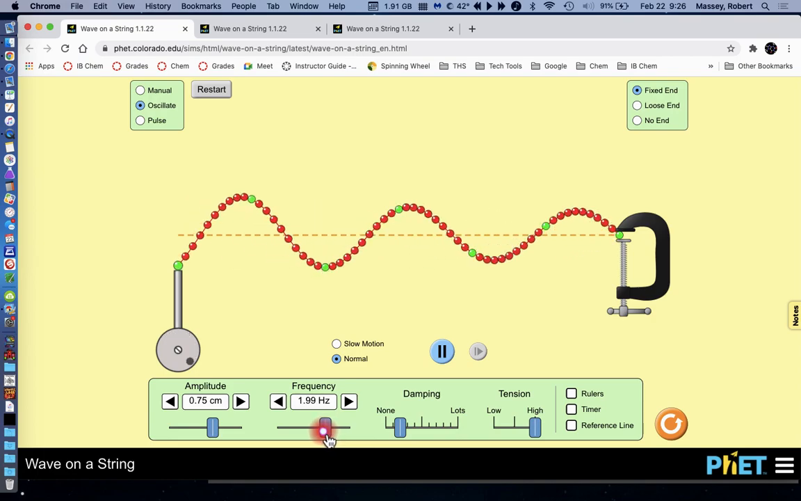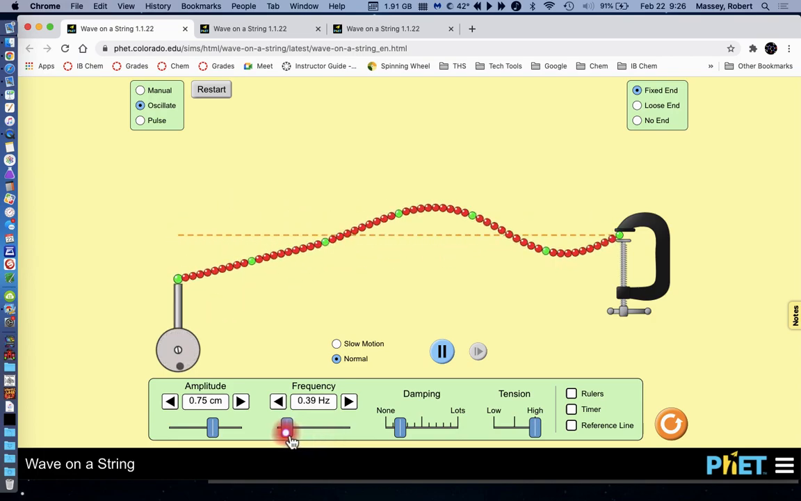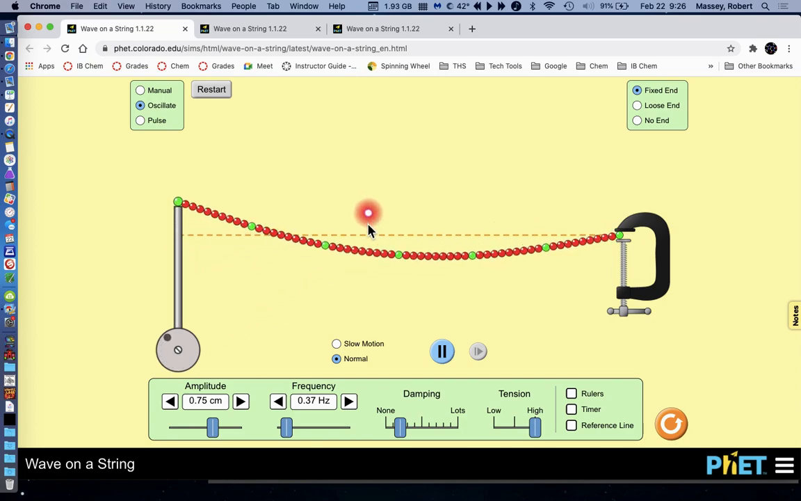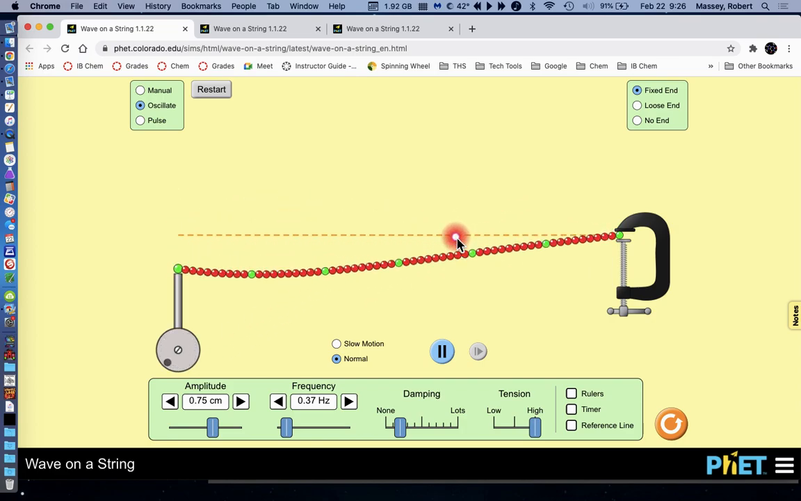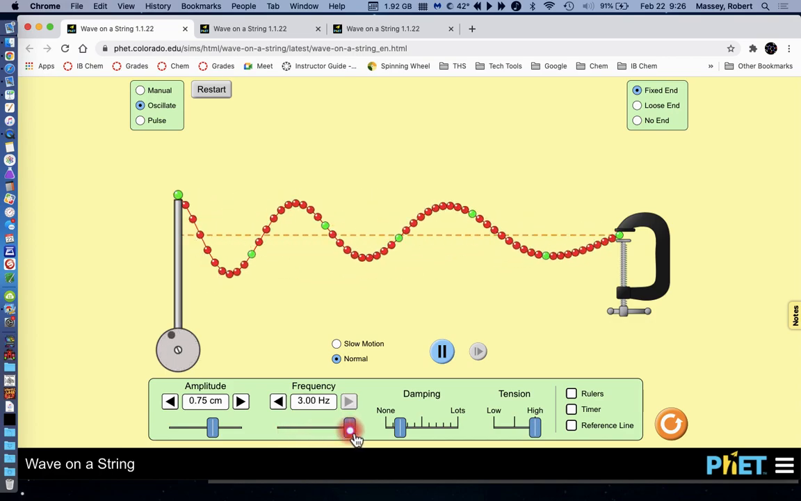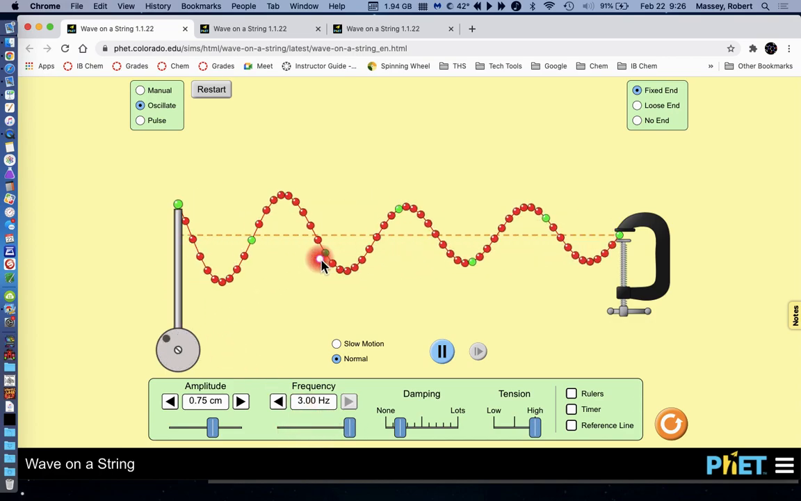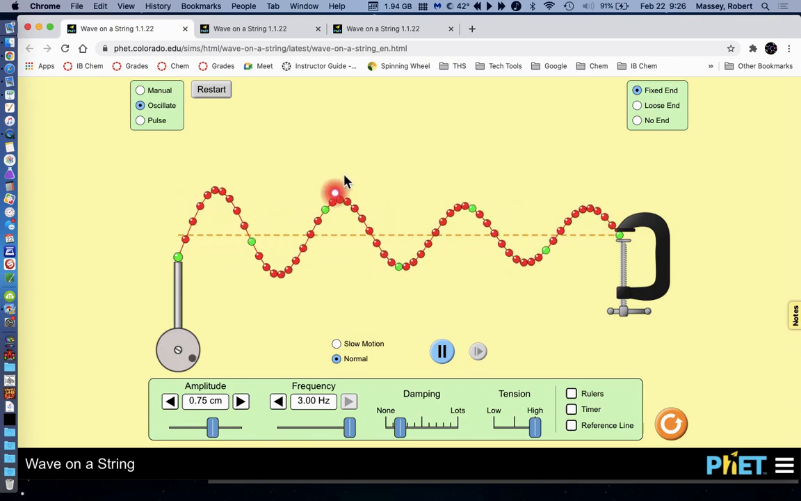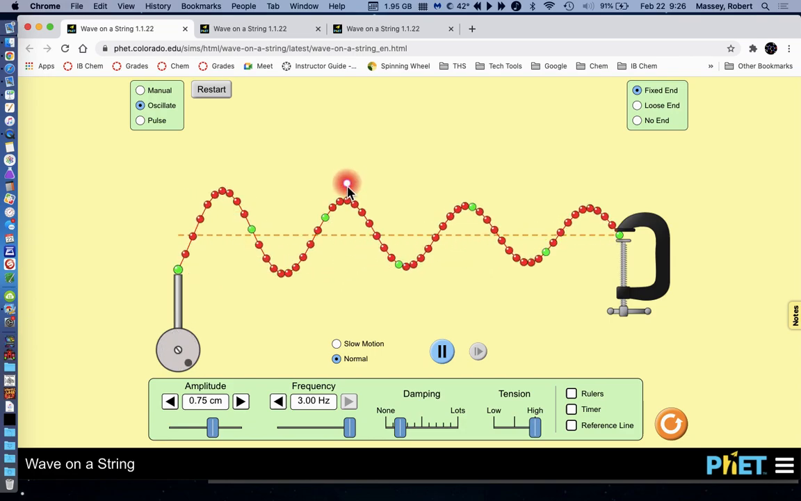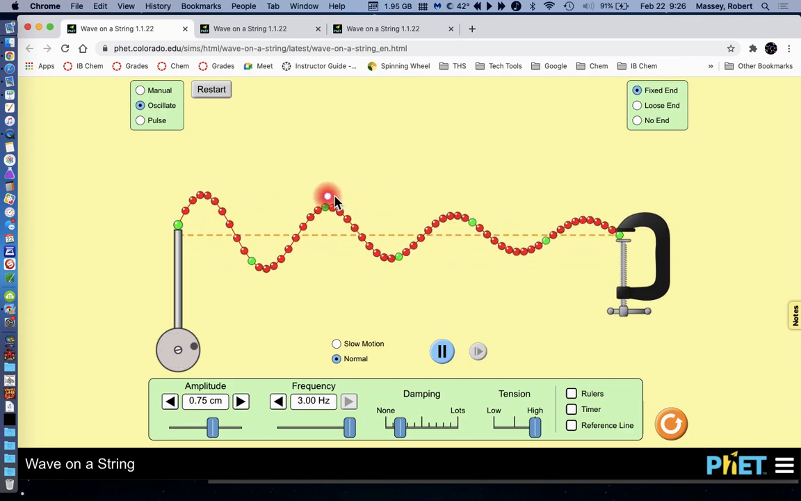So let me again go to the two extremes here. So low energy, low frequency, long wavelength. Conversely, here I would have high energy, high frequency, meaning many waves pass a given point over a given amount of time, and very short wavelengths.